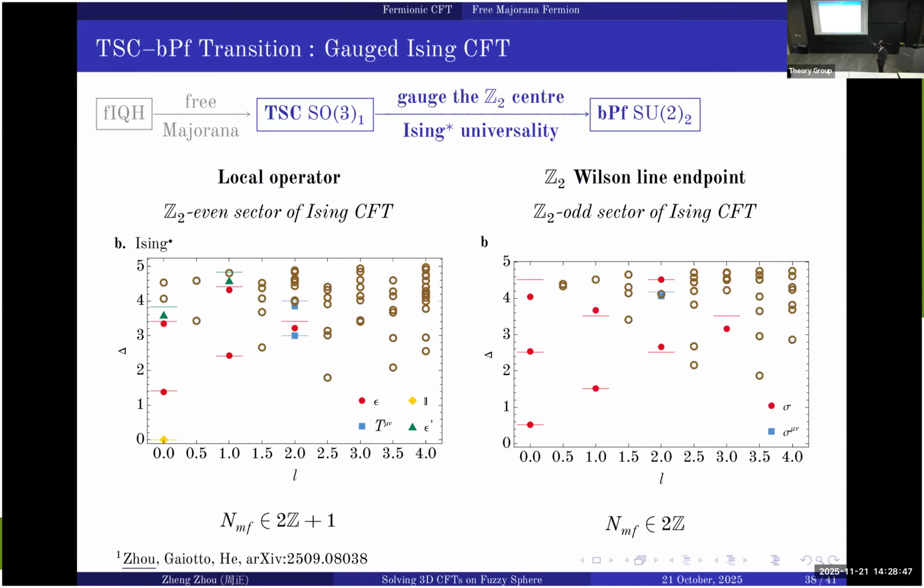Yeah, so it's a gauged Ising CFT. The local operators between the SO3 level 1 and the SO3 level 2: the local operators are the Z2 even sector of the Ising CFT. The Z2 odd sector of the Ising CFT is no longer local operators, but they are endpoints of the Z2 Wilson line, which we can also see on the fuzzy sphere.